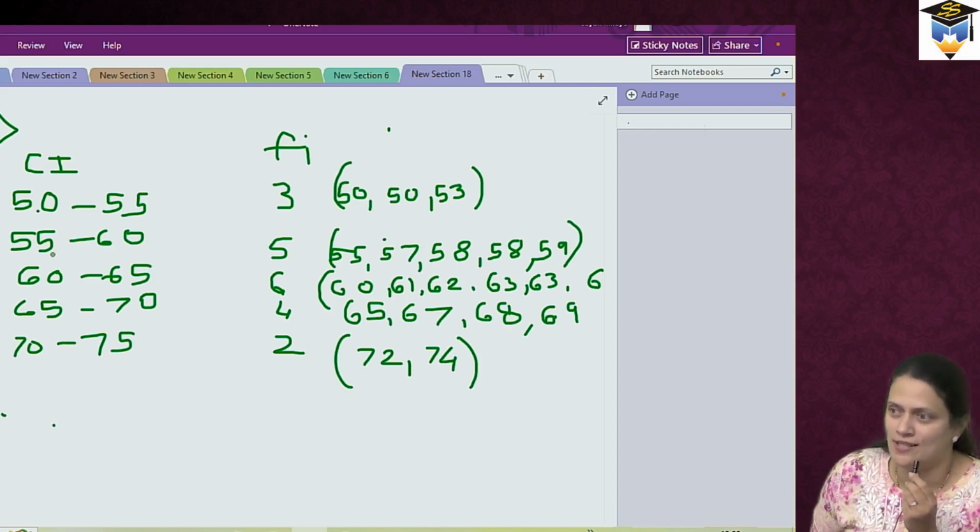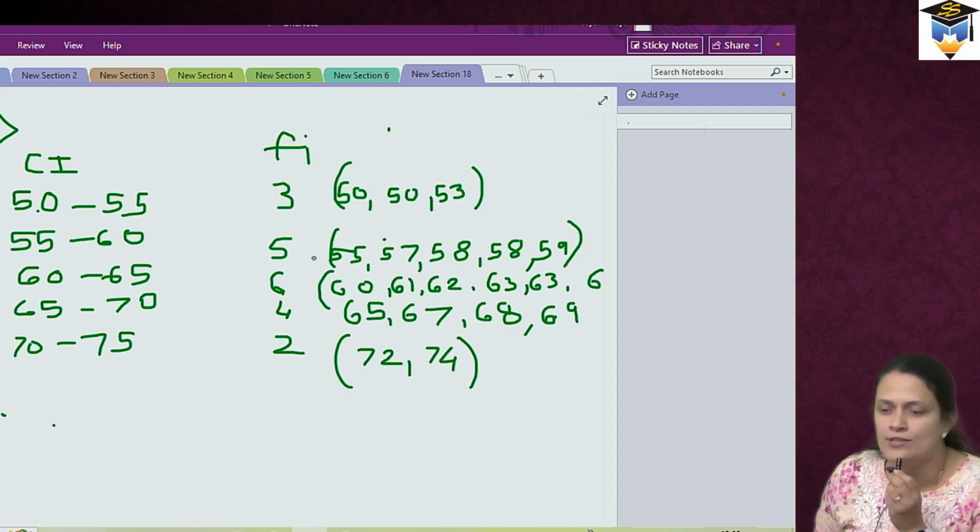55 to 60. So here, I have written down the frequencies which they have given. We are doing set C, example number 5. The answer which we did not get before, I am explaining that sum. As you can see, Fi here is 3. Then 55 to 60, how many are there? 55, 57, 58, 58, 59. Similarly, 6 are there in 60 to 65. So should you consider 65 in this? No.